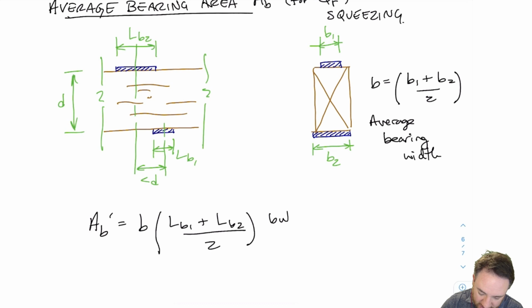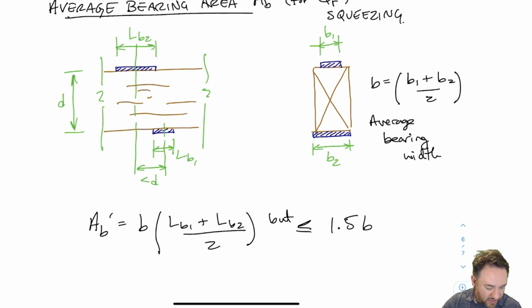It's because they have this extra requirement that the average bearing area has to be less than 1.5 times the bearing area of the shorter plate. So the shorter plate in this one is the bottom. It's not really the area of that plate, it's the length of that plate times the average bearing width.